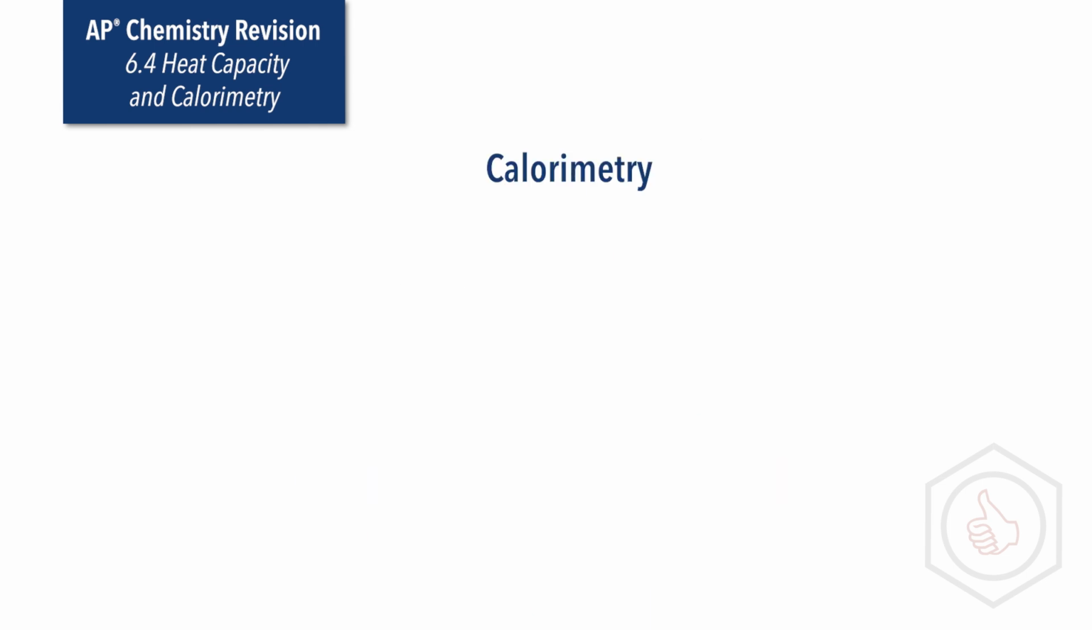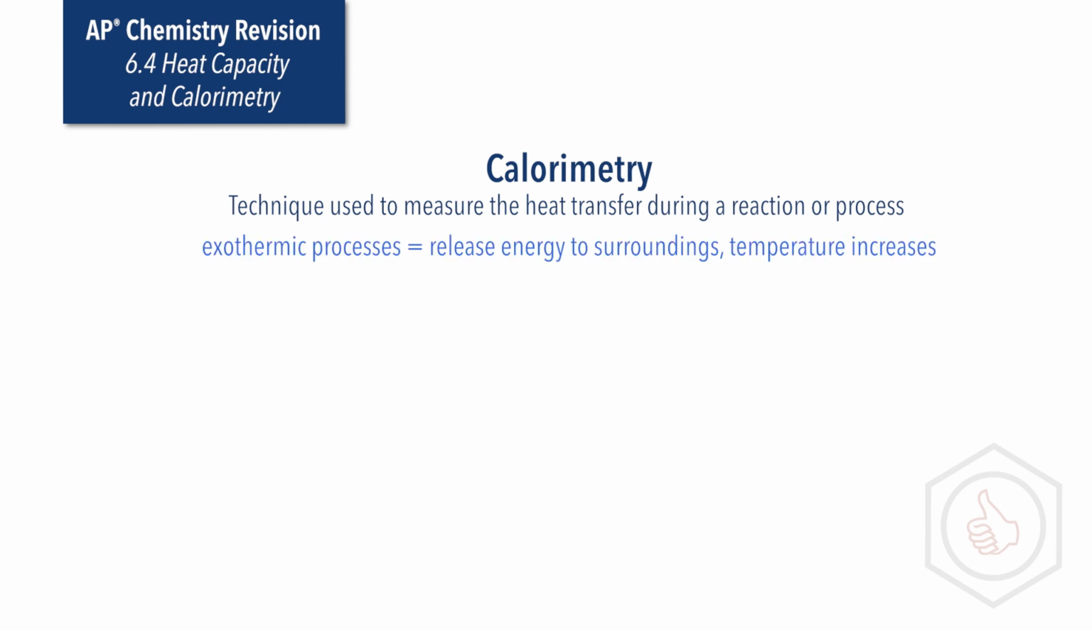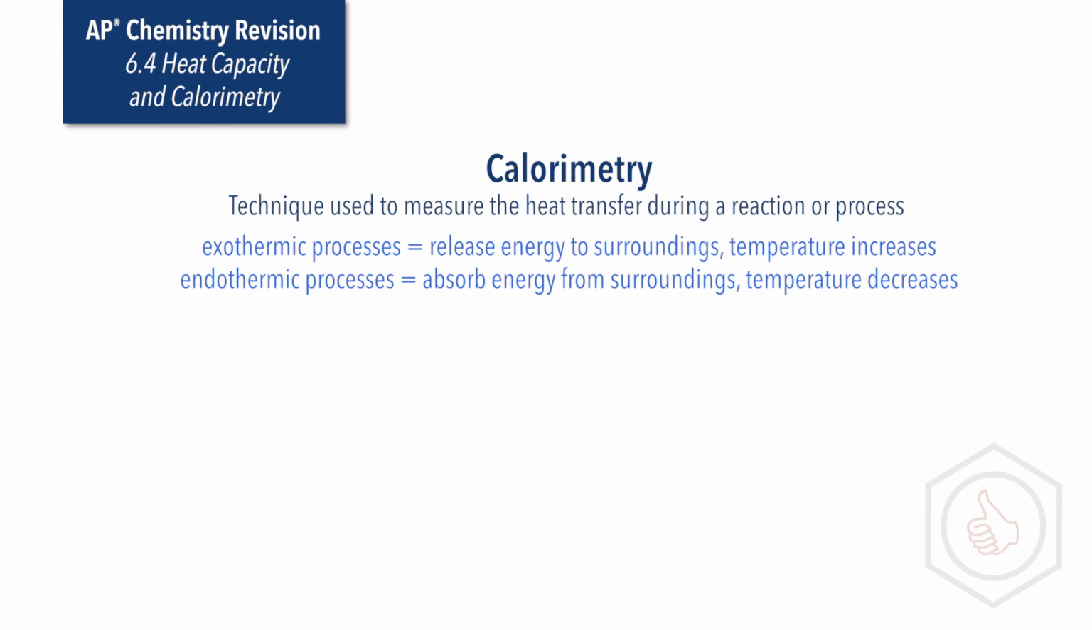Calorimetry is the experimental technique used to measure heat transfer. During an experiment, the temperature change of the reaction's surroundings is measured. If you're unsure about this, please check AP 6.1, endothermic and exothermic processes. But as a quick recap, if temperature increases, the process is exothermic, the reacting system is releasing heat. Whereas if the temperature decreases, the reaction process is endothermic, it absorbs heat.